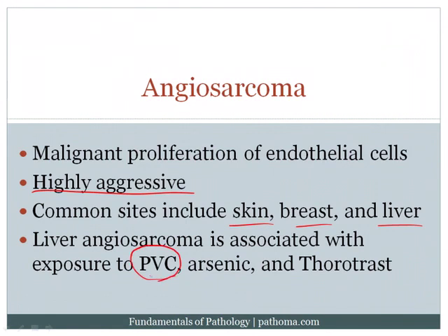That's an association that was made decades ago. But again, liver angiosarcoma is associated with exposure to PVC, and we talked about this in the neoplasia lecture, so I'll refer you there. You can also get liver angiosarcoma with exposure to arsenic and Thorotrast, so those are two other risk factors for liver angiosarcoma.